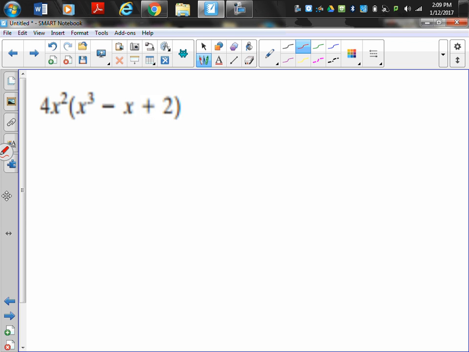What number is understood to be in front of the x? 1. Good. So you multiply your coefficients. 4 times 1 is 4. X squared times x cubed is x to the what? Fifth. Because when you're multiplying exponents, you add them. X to the 5th minus 4 times 1 is 4. X squared times x is x cubed.